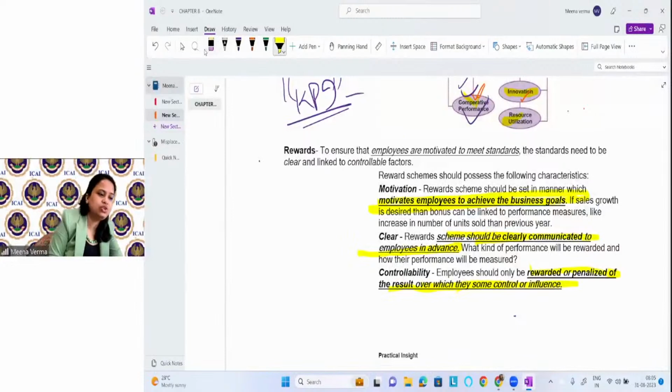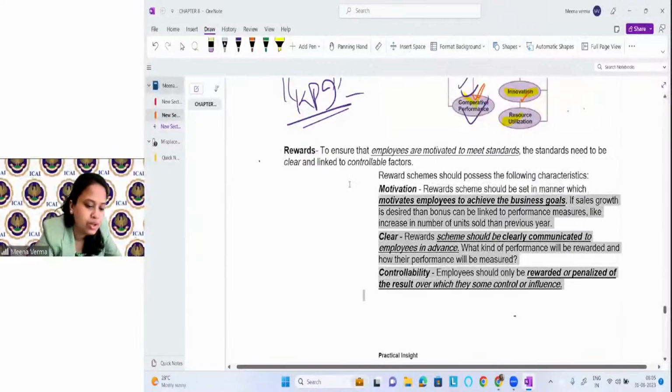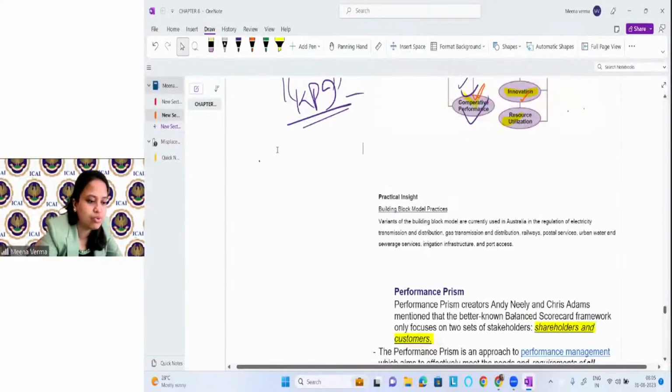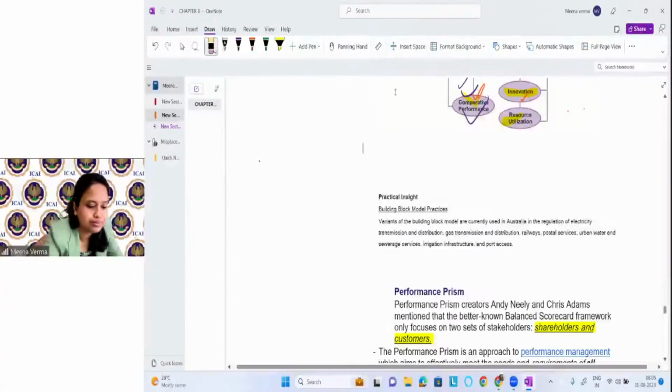So the point is that you will consider these points. Motivation, it should be clear, and it should be under the control of the employee. Okay. So you can see we have learned these points. If you want, I can quickly revise it for you. Building block model.